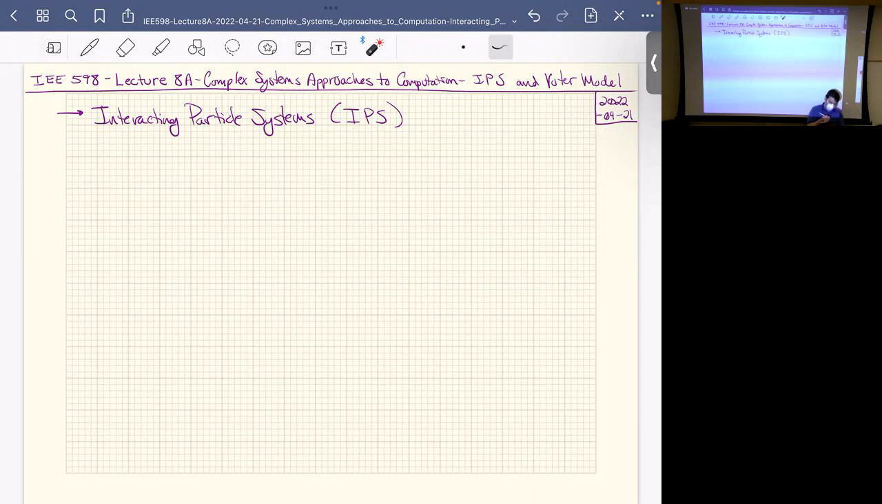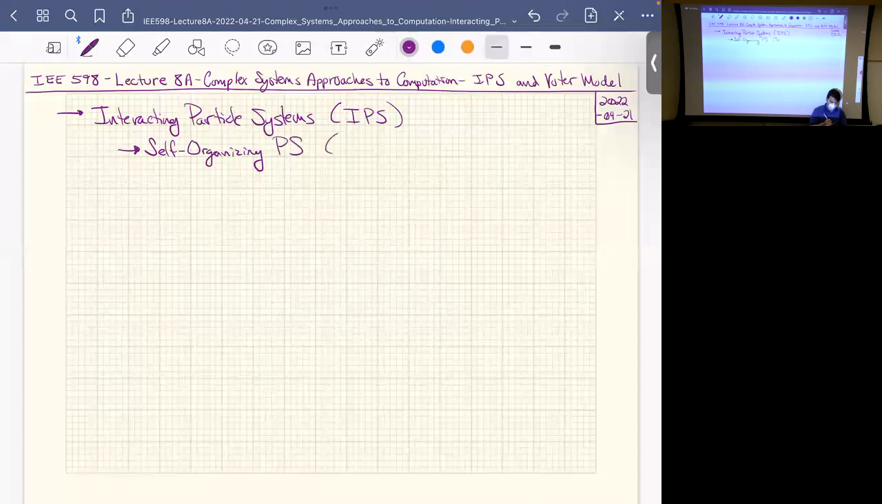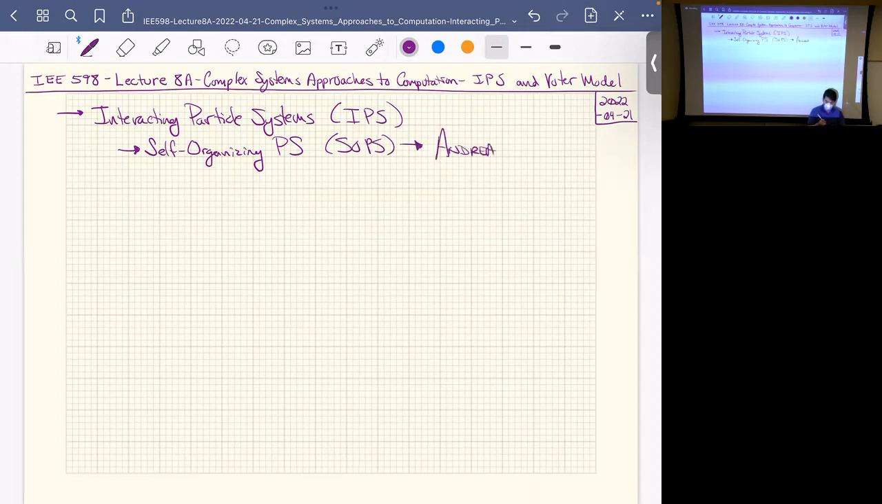With that in mind, there's a subset of interacting particle systems, an area that people sometimes refer to as self-organizing particle systems, or SOPS. I mention this because upstairs in the building next door is an ASU faculty member, Andrea Richa, a senior faculty and professor in computer science, who does a lot of work in distributed computing, and her lab focuses a lot on self-organizing particle systems.